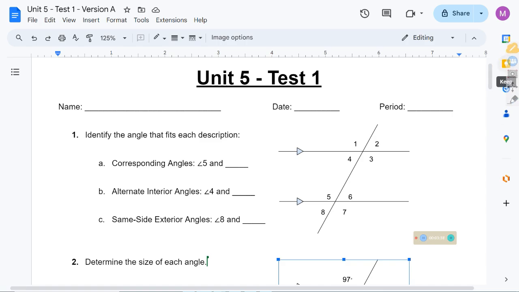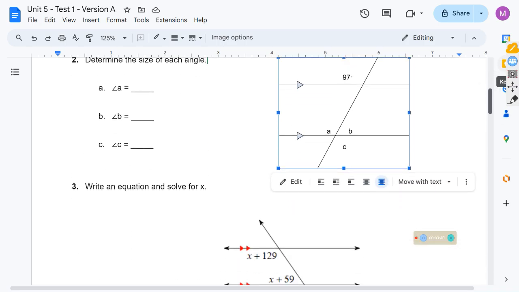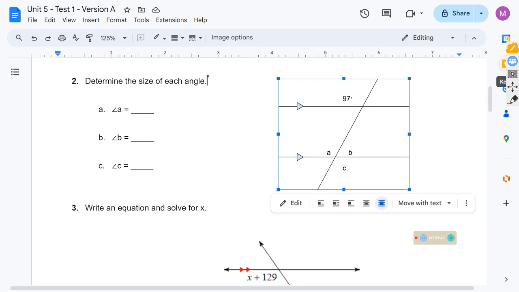Let's move down a little bit. As we get farther down here, we find another one now actually talking about the size of angles. All right, so in this problem, we need to actually write some numbers. Let's go take a look.